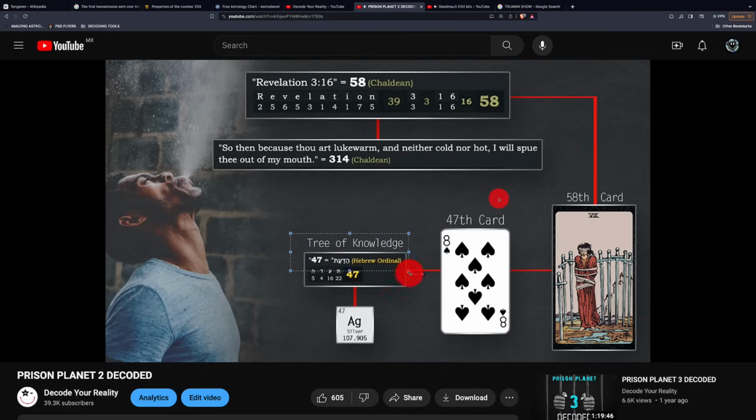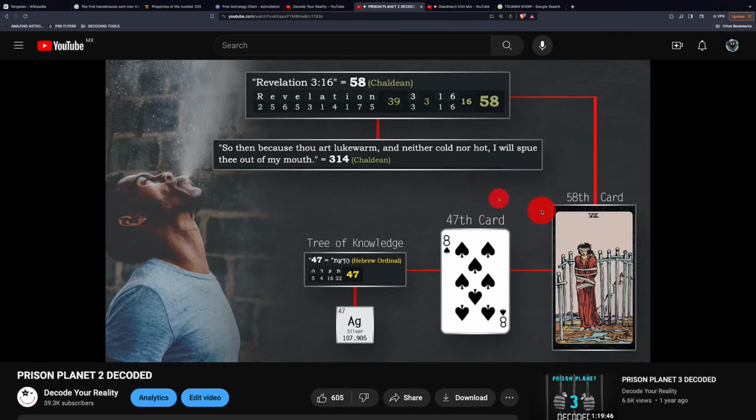Tree of knowledge, this is knowledge, is 47. You're on the silver screen. The knowledge knowing is you're inside of a movie. This is off my Prison Planet 2 Decoded. And I've covered it and spit you out of my mouth so many times now, right? And this is off the King James Version. This is Revelation 3, verse 16. Notice the numerology is the 58.